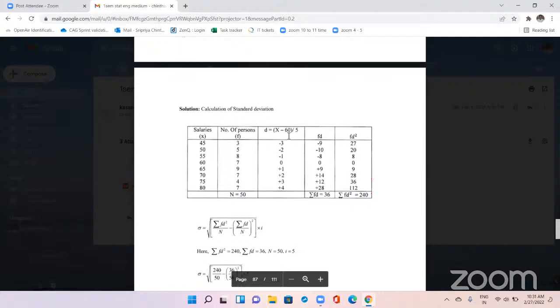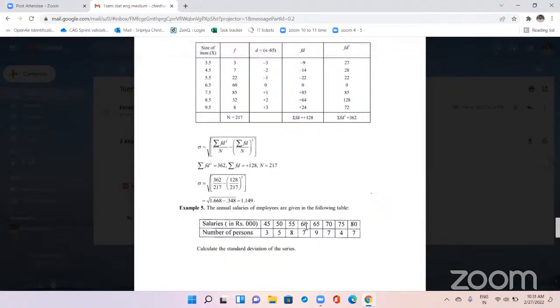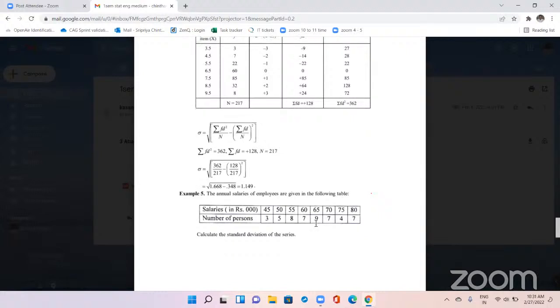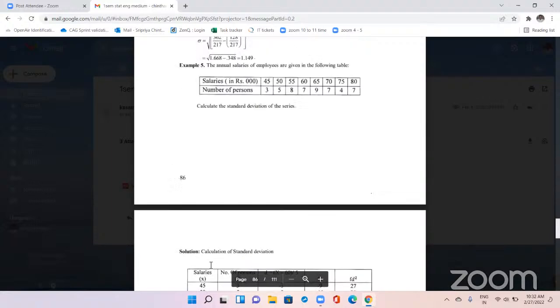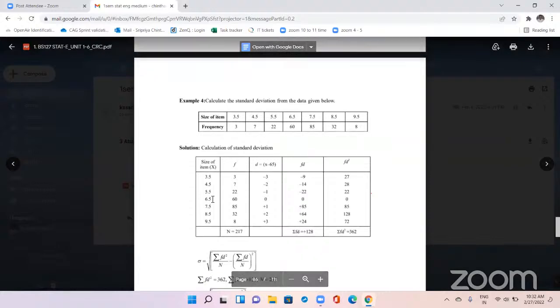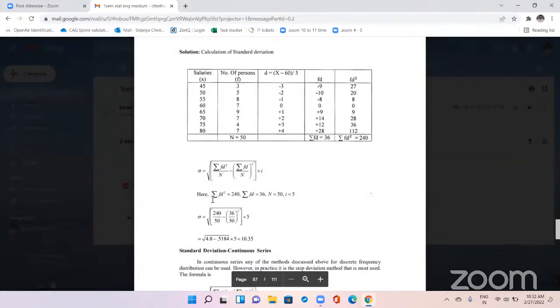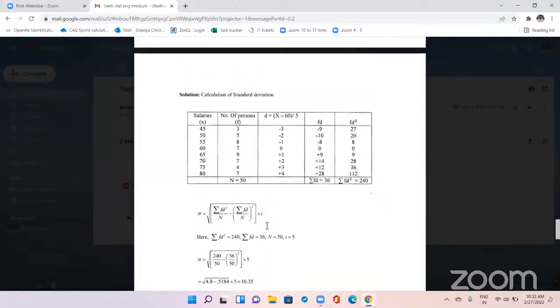So here we take 60. Children, A is equal to 60, the fourth value, the middle value. So D is equal to X minus A by 5. Here 5 means the width of the class interval: 45, 50, 55, 60, 65, the gap is 5. Again here also you should take the gap as 1. The answer is 10.35. So you can solve it.